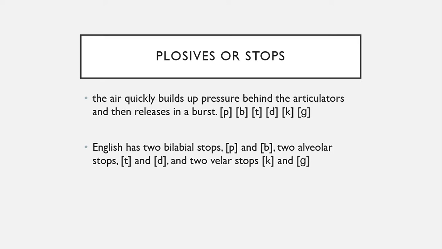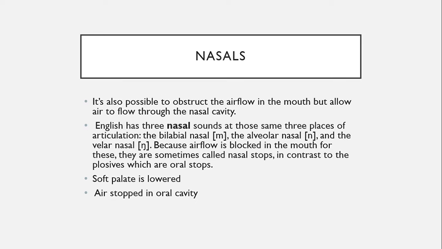Next is nasals. When you utter a sound and the soft palate in your vocal tract is lowered, air stops in the oral cavity, and the sound is produced through the nasal cavity. The common examples of nasal sounds are m, n, and ng. When I'm producing these sounds, the soft palate is lowered, air is stopped in the oral cavity, and sounds are produced through my nasal cavity.